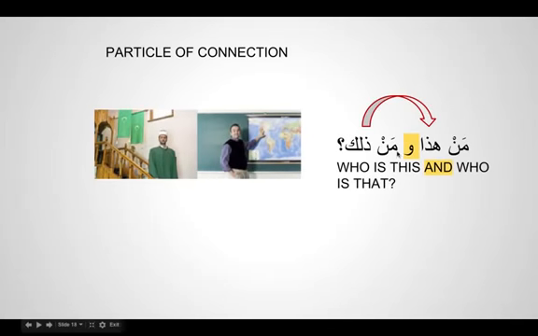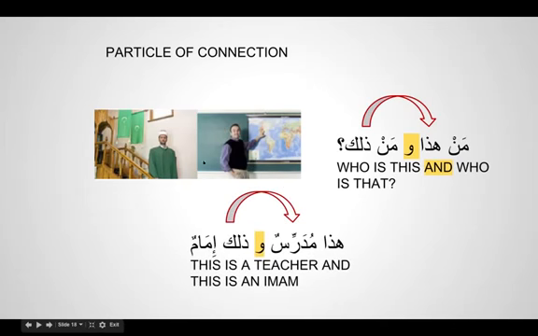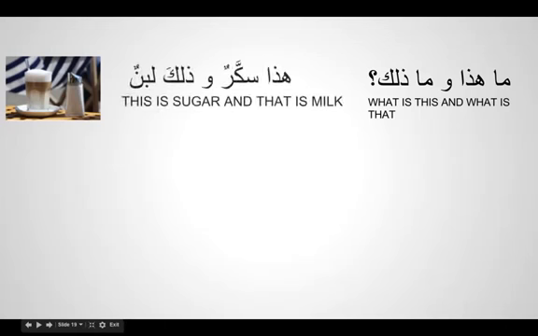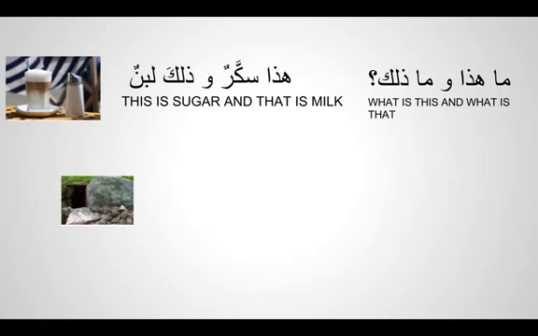So if you see, man hadha wa man dhalika, who is this and who is that? So say this, hadha mudarrisun, this is a teacher, wa dhalika imamun, and that is an imam. So practice a little bit more. Ma hadha wa ma dhalika, hadha sukkarun. Sukkar means sugar. It comes from Arabic sukkar, sugar. And dhalika labanun. Labanun means milk.